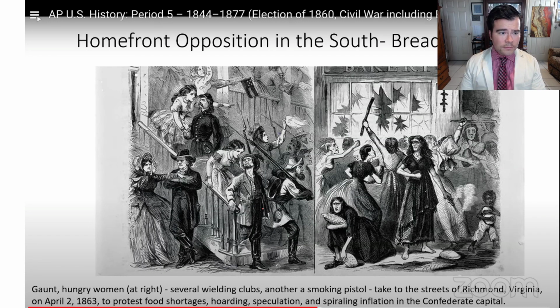Now, in the South, there was opposition. Not everyone was like, yeah, let's fight. A lot of people were like, dude, I don't even have slaves or care about slavery. Why are we fighting this war, right?